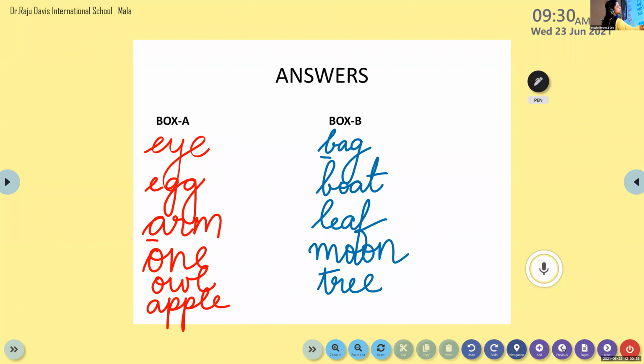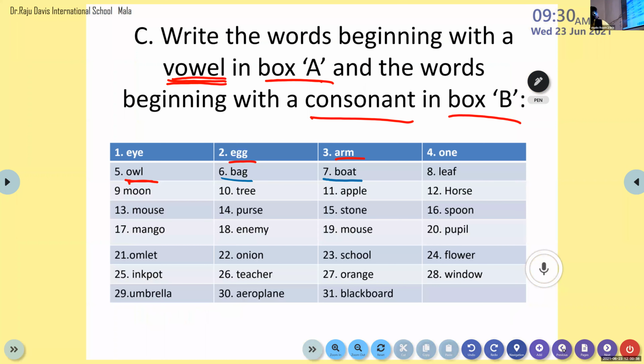Yes. Now let's move on to the next word. I hope all of you have finished. I hope all of you are doing it, no? Yes?